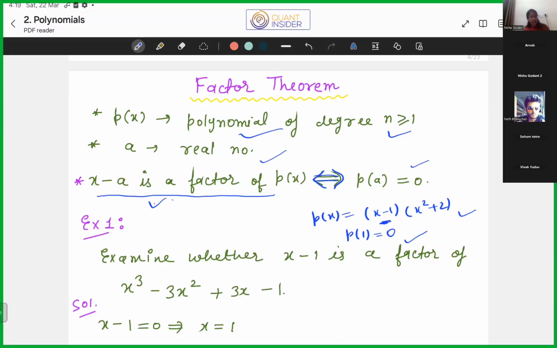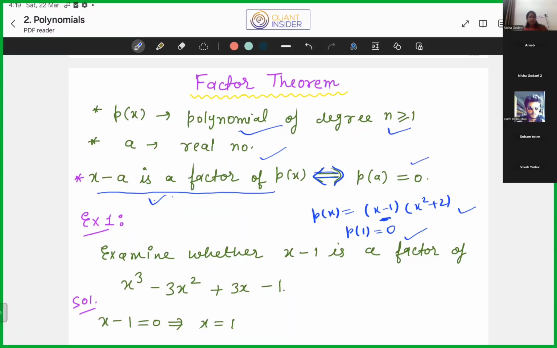And if p(a) is 0, then x minus a is also a factor of the polynomial. I have not written the proof here, but it is very easy. So it is a very important result.